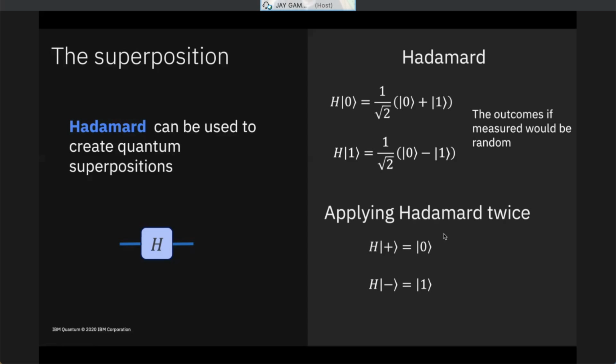Okay. So this is what I was just saying. The outcome of the first can be random. The outcome of the second can be deterministic.